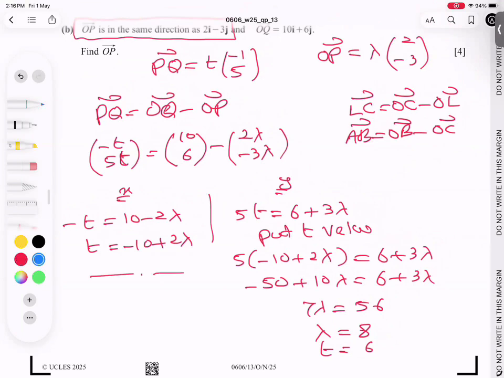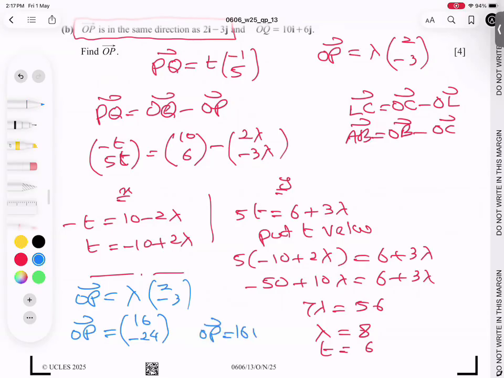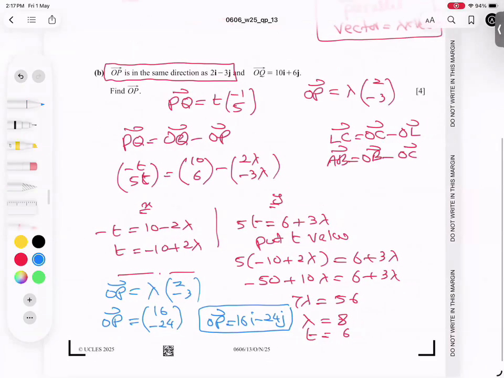Finally, I'm writing in blue color. OP vector is equal to lambda times 2, this one. And lambda is 8. Wrong number I wrote, that's 2 and minus 3. So 8 times 2 and minus 3. Multiply 8 with both numbers, so basically we are getting 16, and 8 times 3 is 24. That's it, and this is our final answer. You write it like this or like this: 16i, negative 24j. This is our final answer. I hope the concept of the question is very clear.